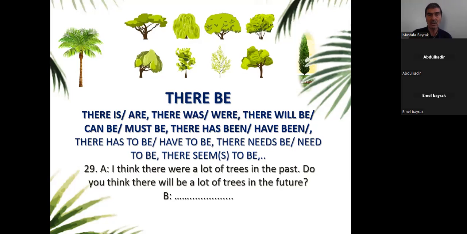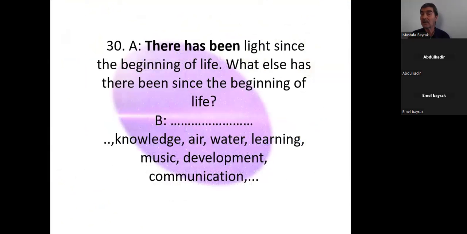Yes. In short, do you think there will be a lot of trees in the future? Yes, I think that there will be a lot of trees in the future. There has been, there is, there are, there was, there were, there will be, there must be, there has to be.